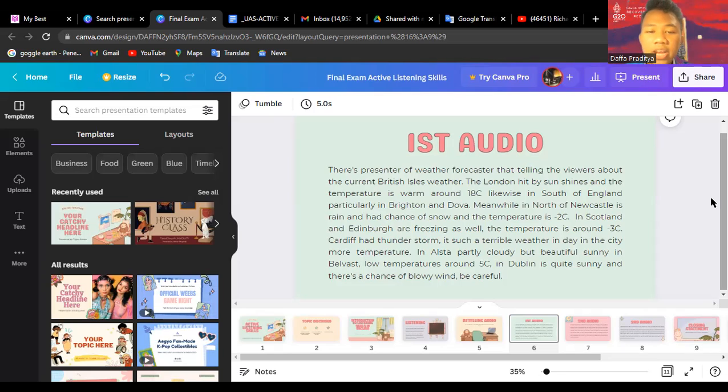And Scotland and Edinburgh are freezing as well. The temperature is around -3 degrees Celsius. And Cardiff had a thunderstorm, and it's terrible weather in the city during the day. And in Ulster, partly cloudy but beautifully sunny in Belfast, and they had low temperatures around 5 degrees Celsius. And in Dublin, the last city of this news forecast, it's quite sunny and there is a chance of blowy wind, and you have to be careful.